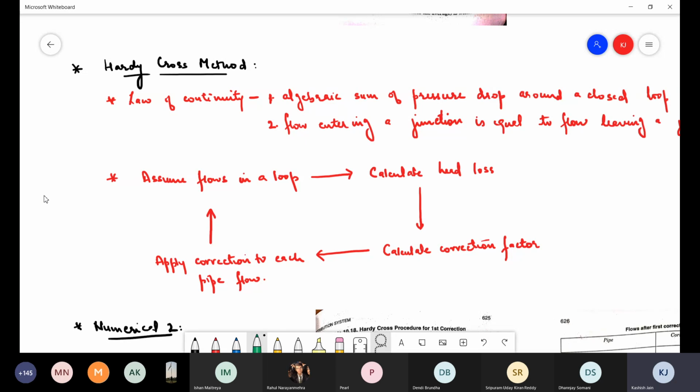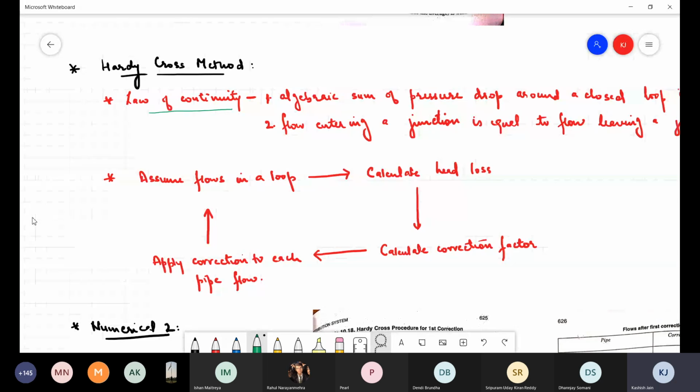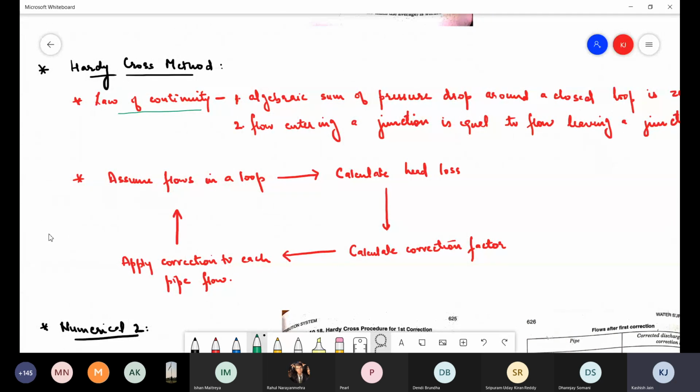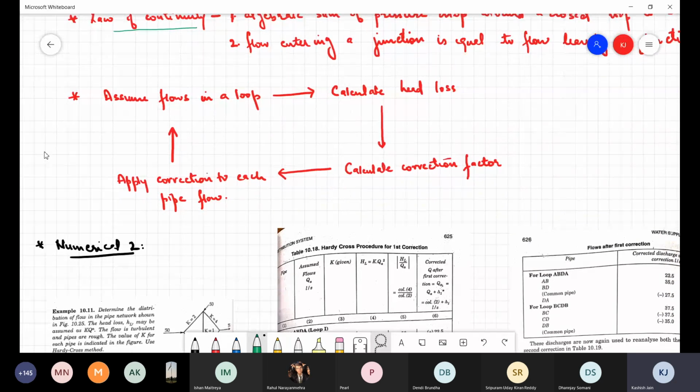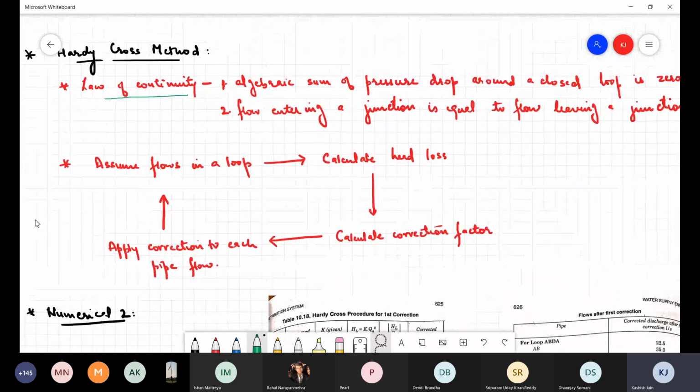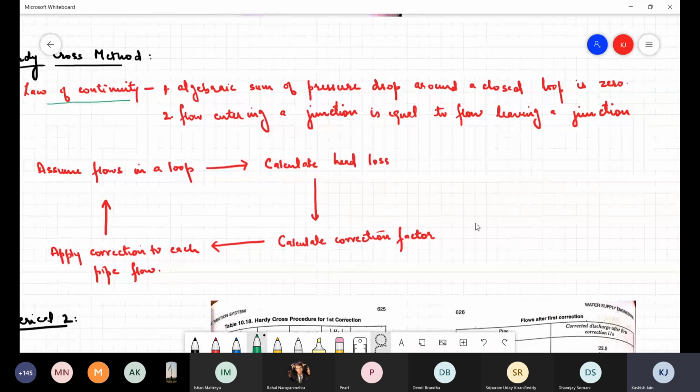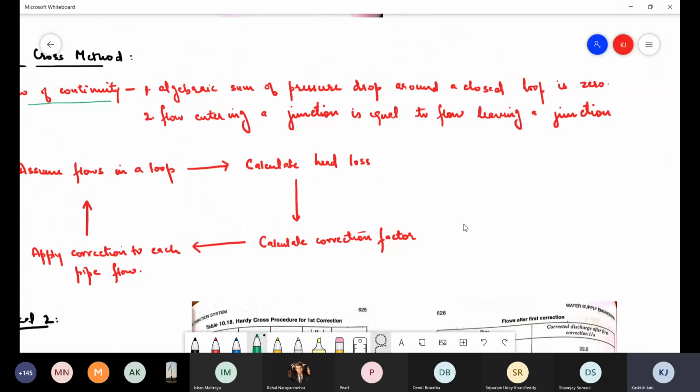So the main fundamental behind the Hardy-Cross method is that you need to ensure that the law of continuity is followed. That means the pressure drop around each loop is zero. The sum of pressure drops around each loop is zero. This particular thing, and also the flow entering a junction is equal to the flow leaving a junction. This is the main thing with which you start the numerical.